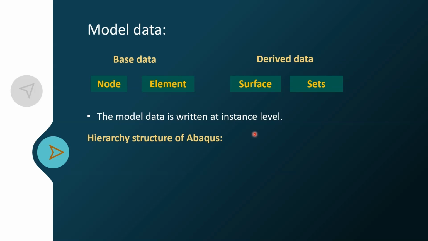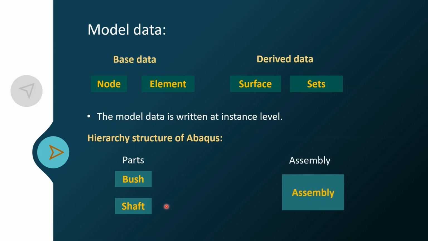Okay. So let's take an example of a bush and shaft assembly, where let's say we have two parts, bush and shaft, and from these we have created the assembly. These parts, as you can see, are called the blueprints of these components. So bush and shaft are called the blueprint, and from this blueprint we will create one assembly.